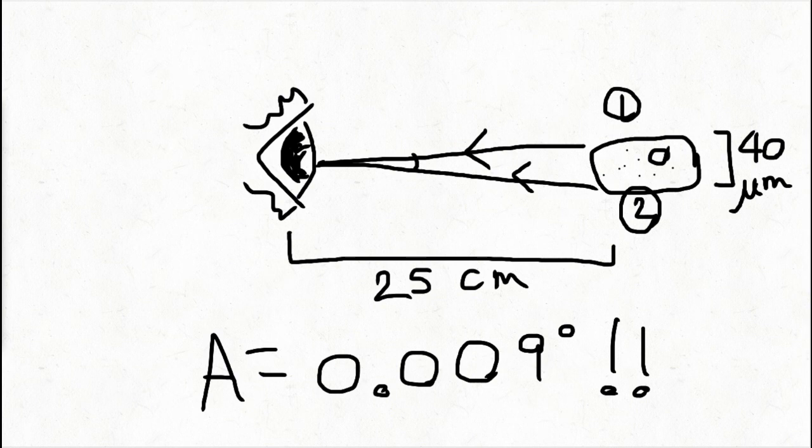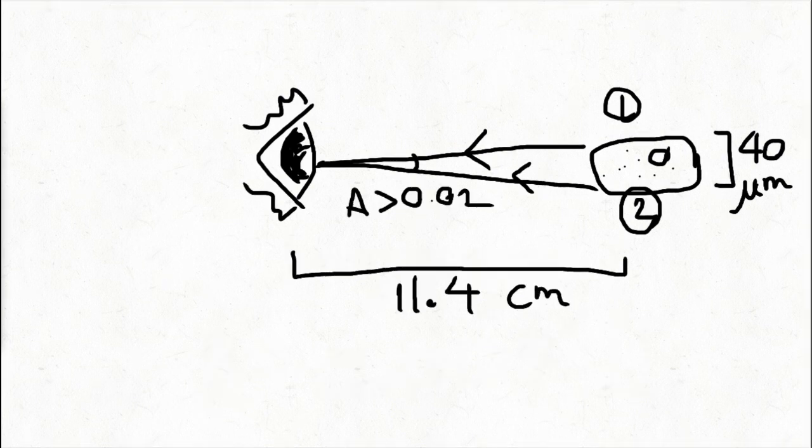And even if we manage to keep our eye at 11.4 centimeters from the onion peel and focus on it, the angle will be 0.02 degrees, which means that the walls will just be differentiable from each other, and that won't really help us very much. This is where the microscope steps in.